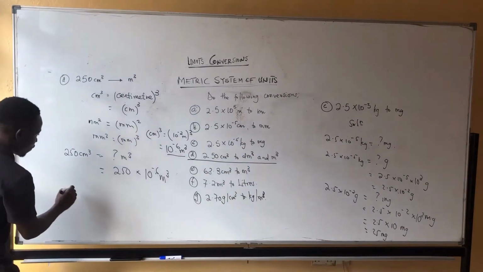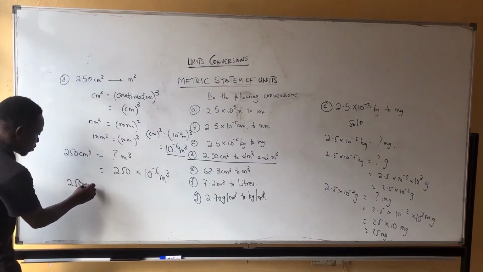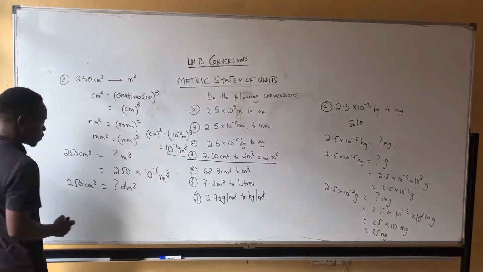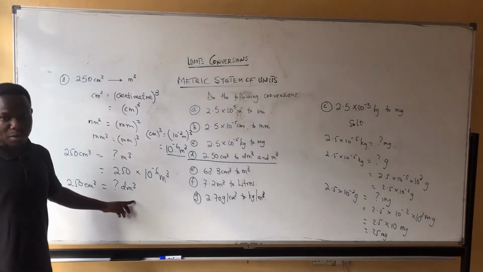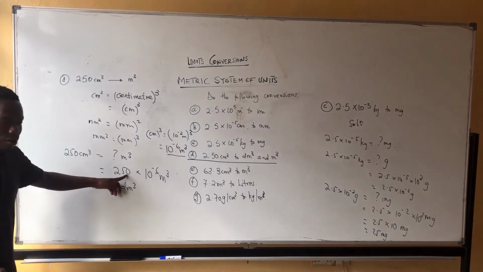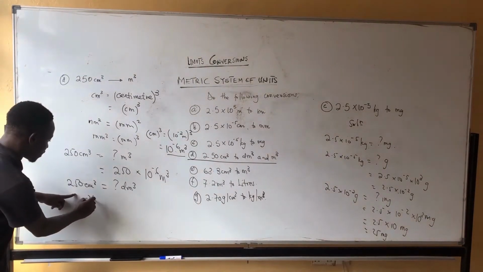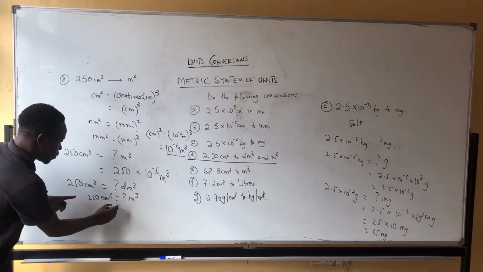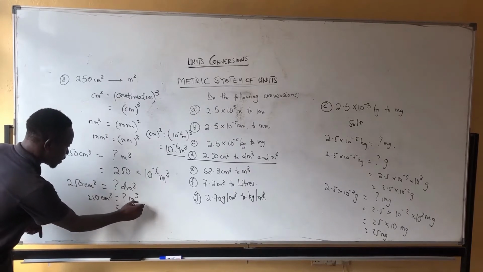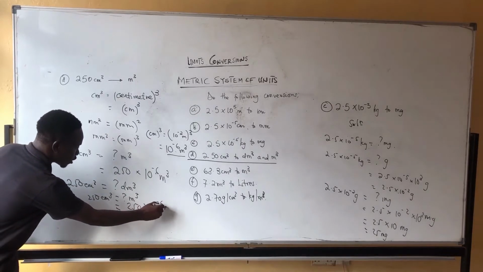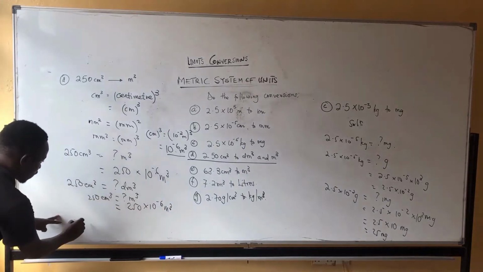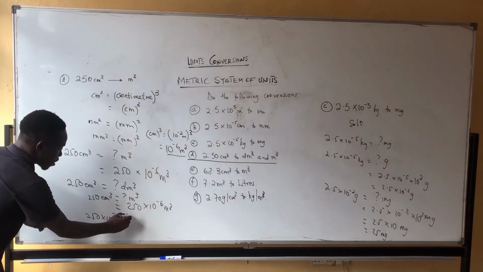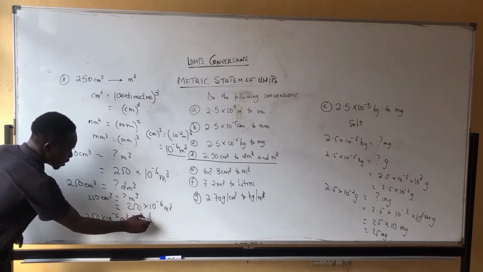How do I convert 250 centimeter cube to decimeter cube? Of course, first I'll have to convert to the base unit, which is the meter cube. And when I do that, I know the answer already. So 250 centimeter cube is first what in meter cube? We've done that already. It's 250 times 10 to the power negative 6 meter cube. So now, how do I convert that into decimeter cube?